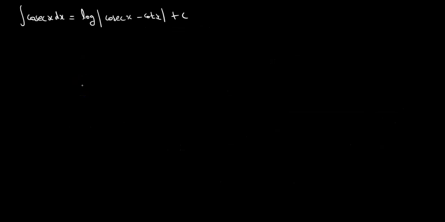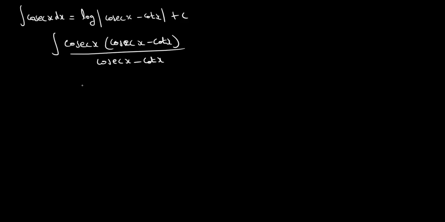So now we can calculate the integral of cosec x dx. For this, we will proceed by multiplying this function by cosec x minus cot x by cosec x minus cot x, which is essentially 1. So cosec x dx, we multiply this function by cosec x minus cot x divided by cosec x minus cot x dx. Then we proceed by integration by substitution. So we can put cosec x minus cot x equal to t.